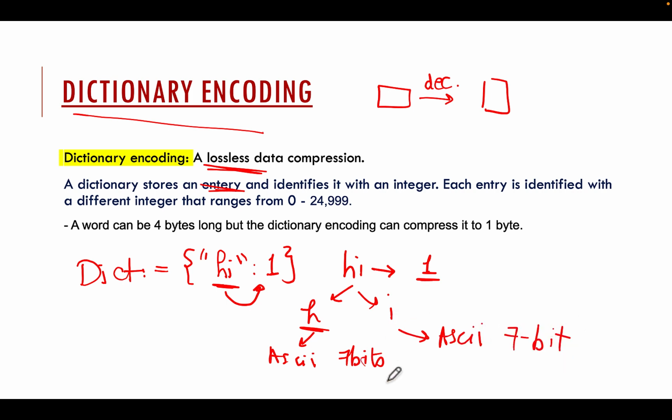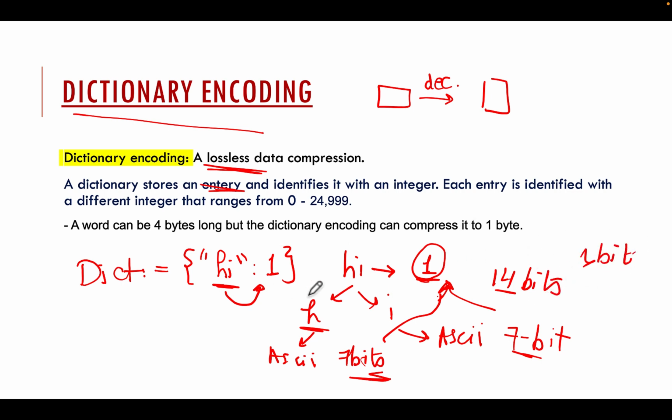So if both of them are referred to, so if HI, which is high, is referred to 1, that will take a lower number of bits. Instead of it taking 14 bits, now it only takes 1 bit. And this is just an example that I'm giving, not the actual value. So that's how it kind of works.